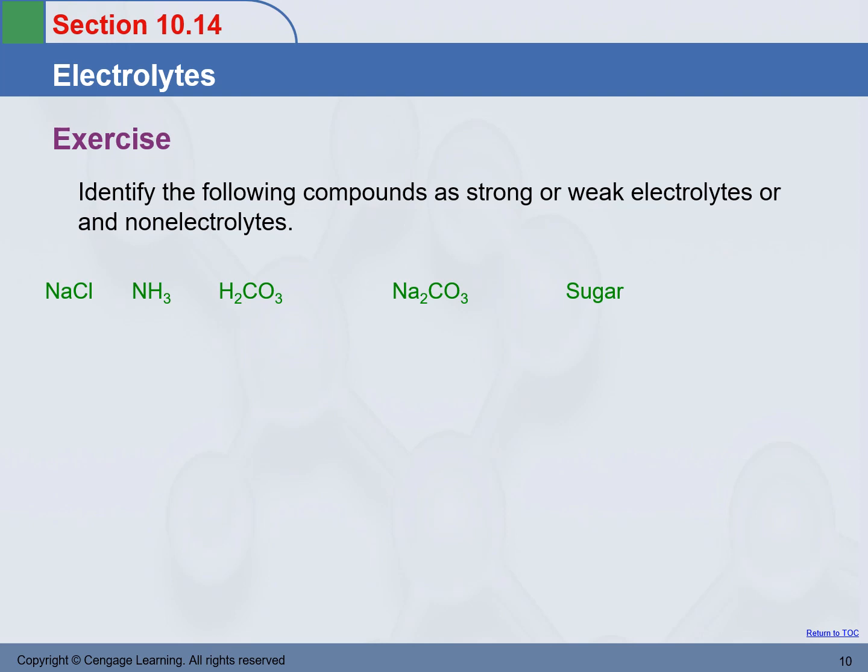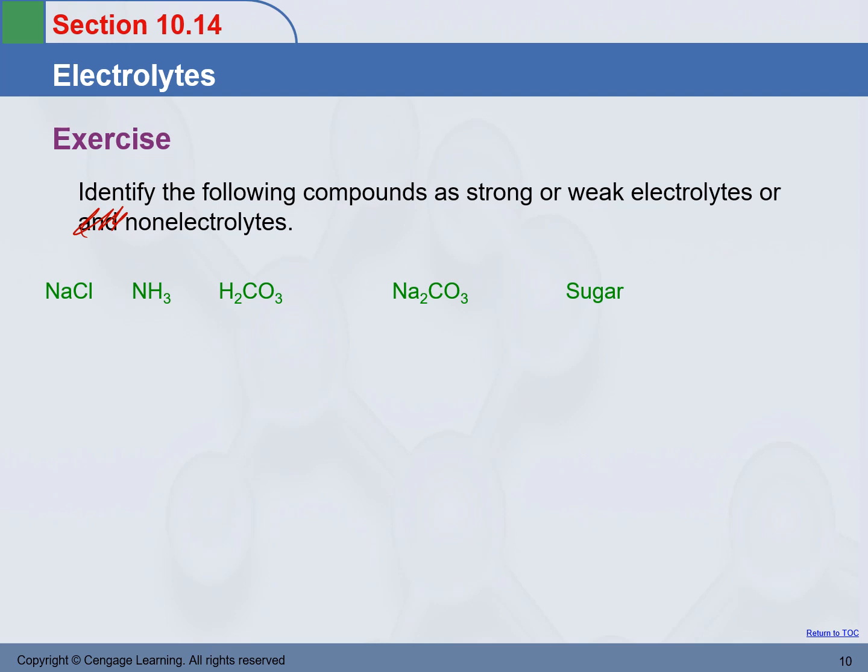Exercise. Identify the following compounds as strong or weak electrolytes or non-electrolytes. Electrolyte-wise, if there are any questions you will see in this class, it's going to be either their definitions or a question like this. Some formulas will be provided and you will be asked to identify if they are strong, weak, or non-electrolytes.